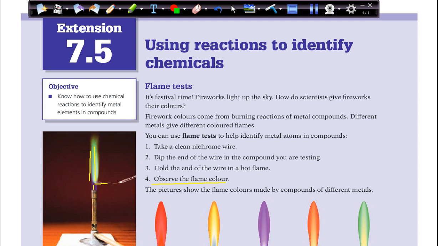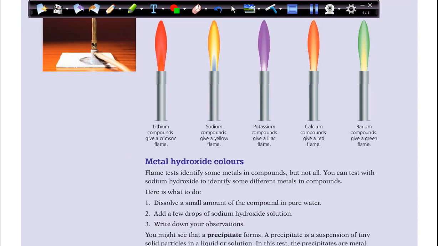Here we can use a secondary source like a data book or the internet to check the colors. The pictures show the flame colors made by compounds of different metals. If the flame is red, that means it's lithium. Lithium compounds give a crimson flame. Crimson flame is something like red. If it's a sodium compound, it will give us a yellow flame.